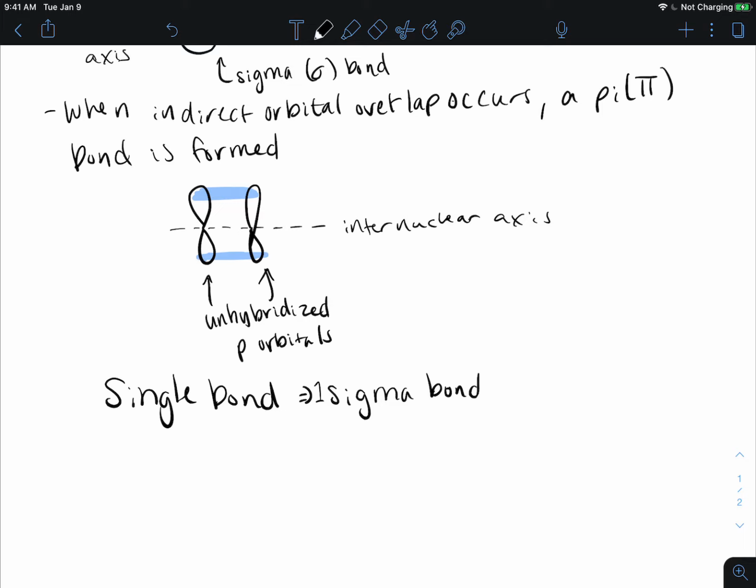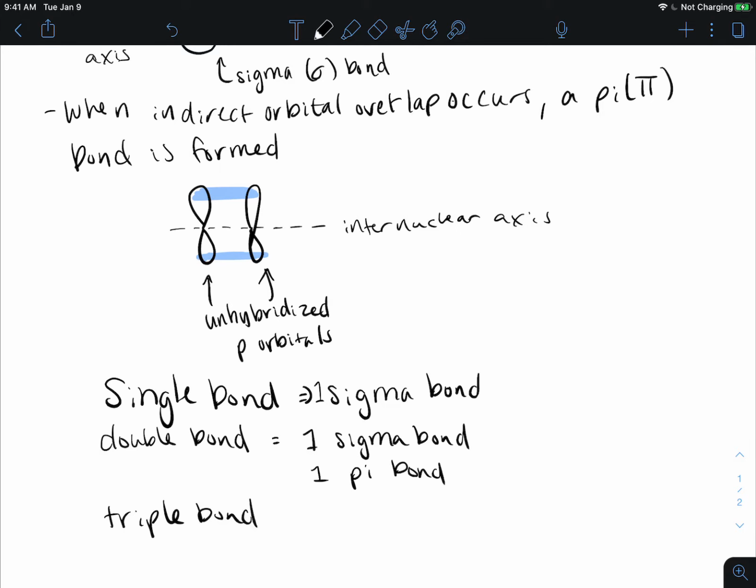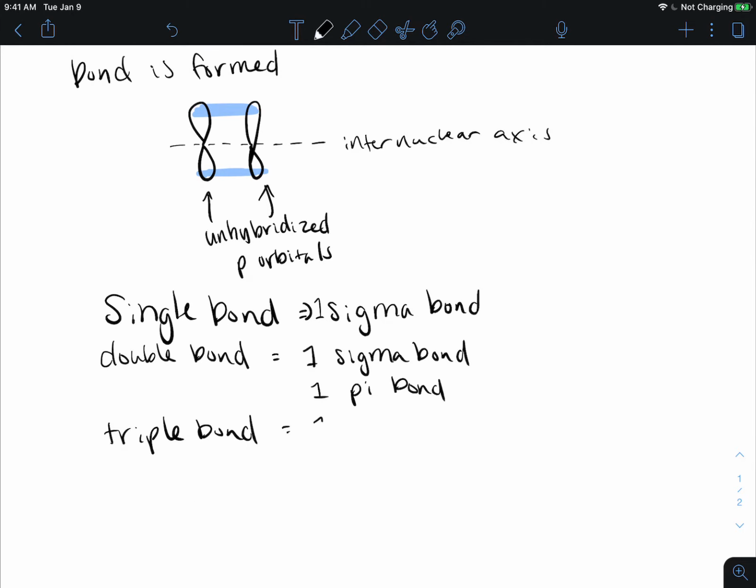So in a double bond, we have one sigma bond. That's what's kind of holding everything together. And then additional overlap leads us to even stronger bonds, which is why a double bond is stronger, where we have one pi bond. Triple bond, even stronger, is going to have even more orbital overlap. So we have one sigma and two pi bonds.